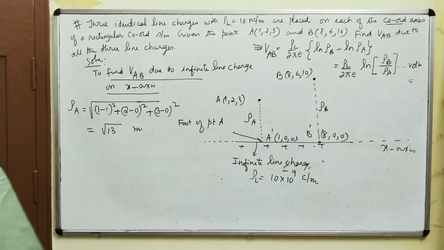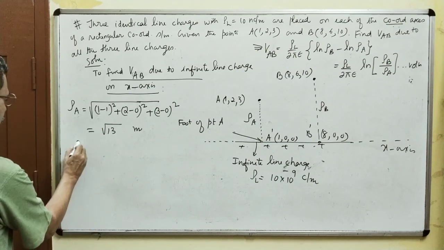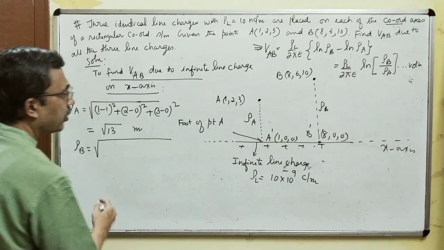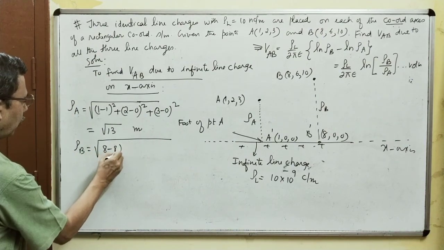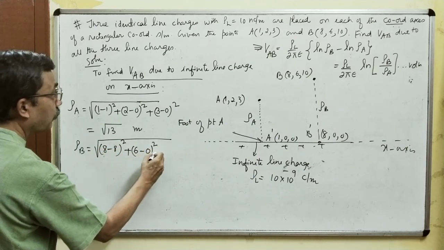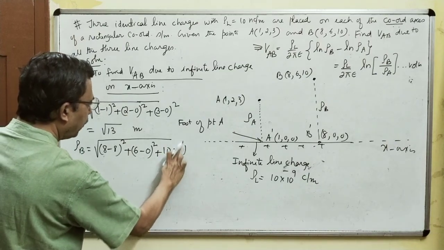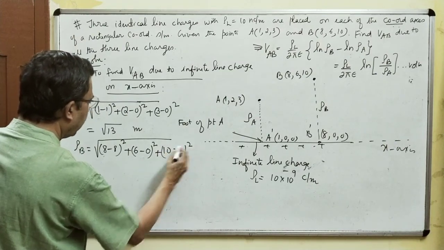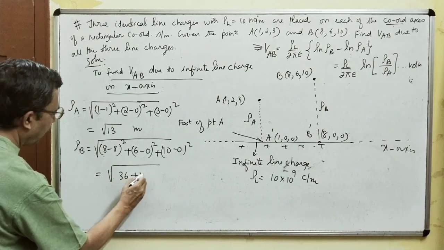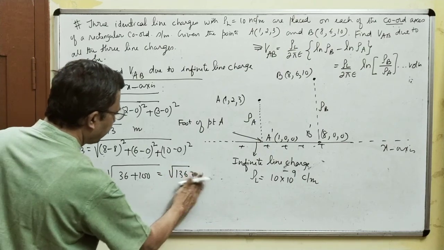What is rho B? Again, apply the distance formula. Rho B is equal to square root of (8 minus 8) whole square plus (6 minus 0) whole square plus (10 minus 0) whole square. So this is nothing but square root of 36 plus 100, which is root of 136 meters.